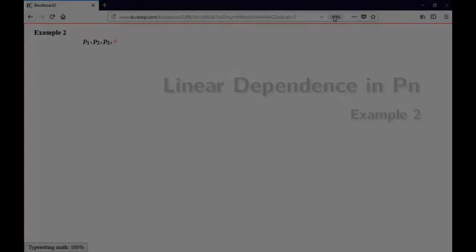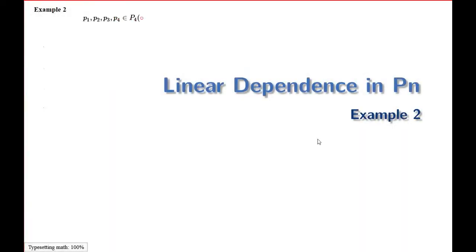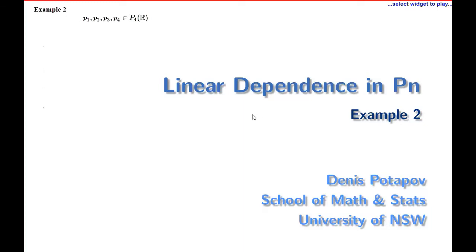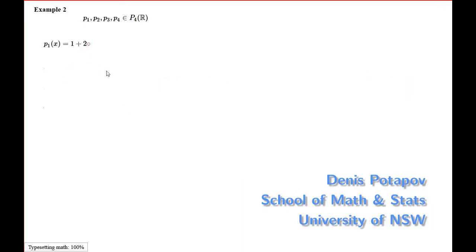It's another example with 4 polynomials. Okay, here they are. That's the first one. That's the second one. That's my third one. And the fourth one is like this.